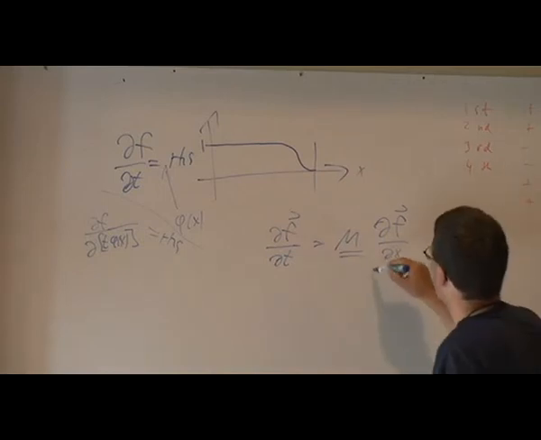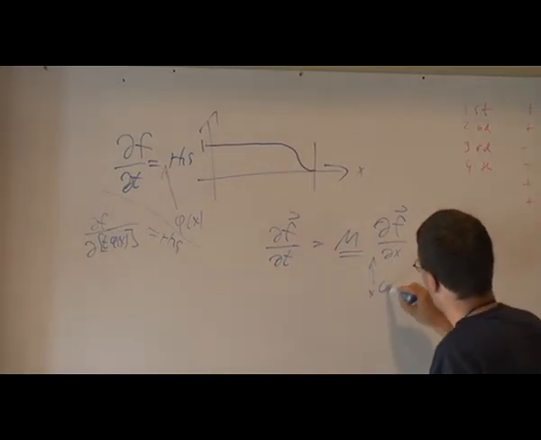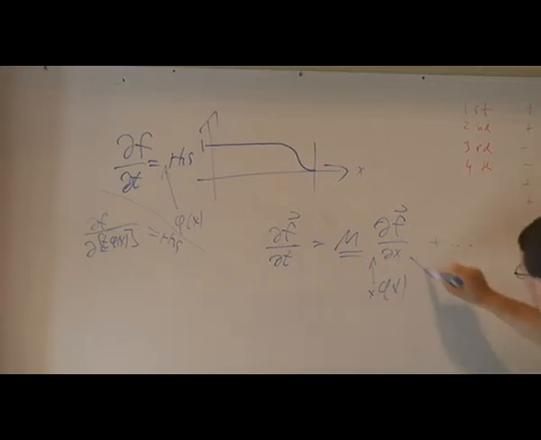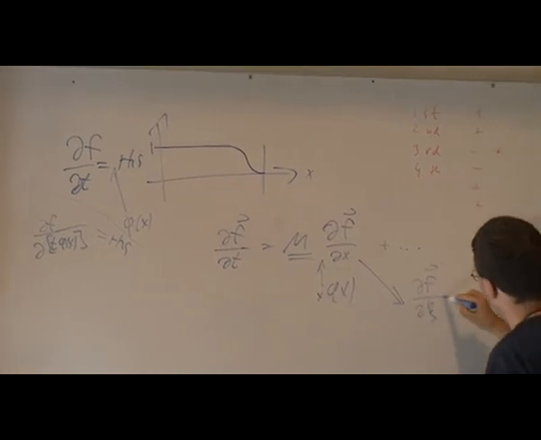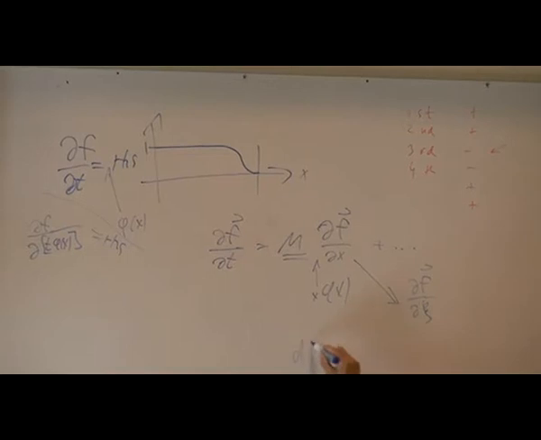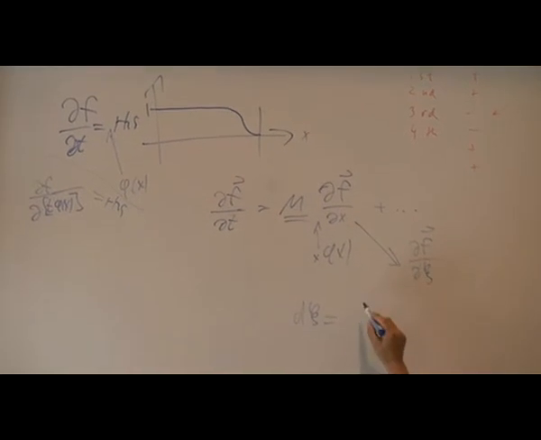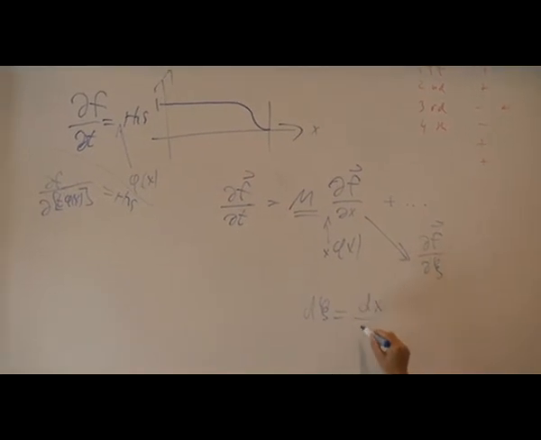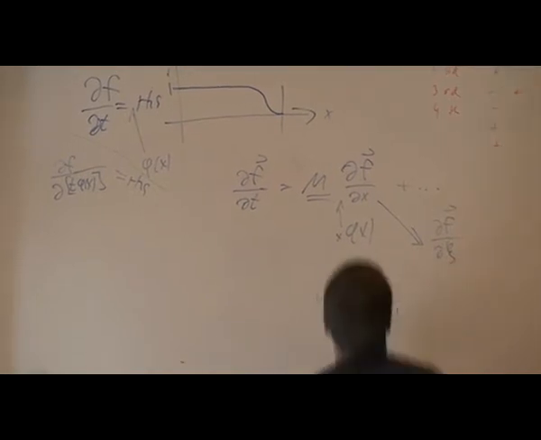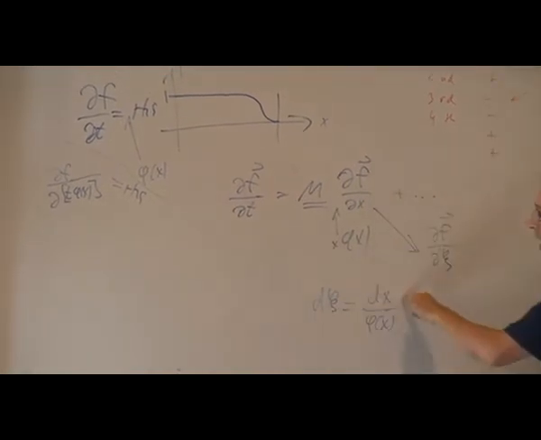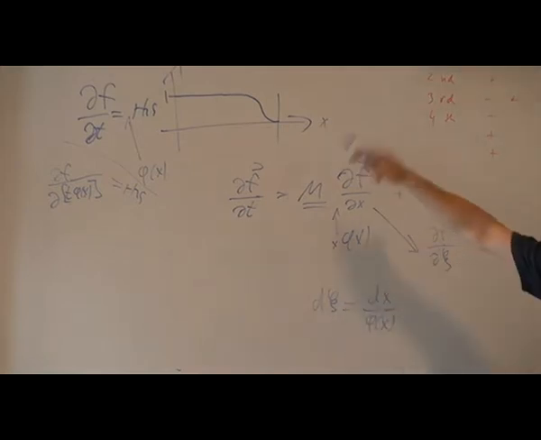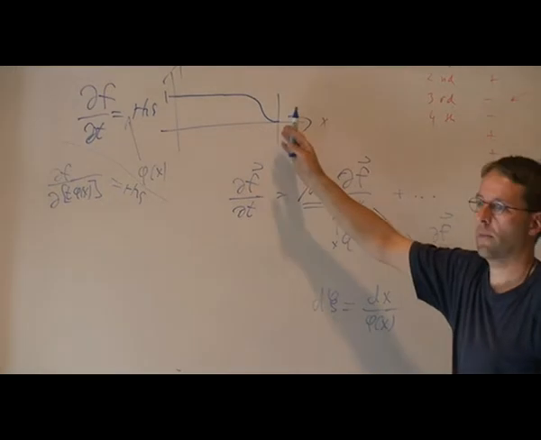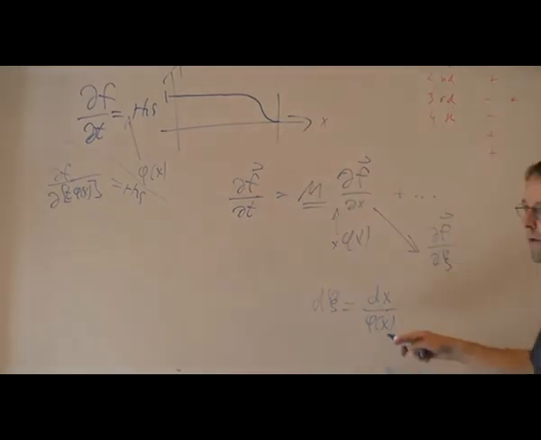And now if we multiply this with phi of x, then we can interpret this as just replacing df by dx by df by d psi, where d psi is dx over phi of x. And this is a mapping between x and psi that effectively makes psi go to infinity as x approaches the border here.